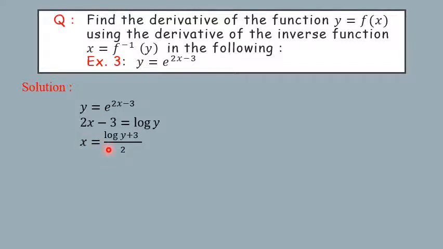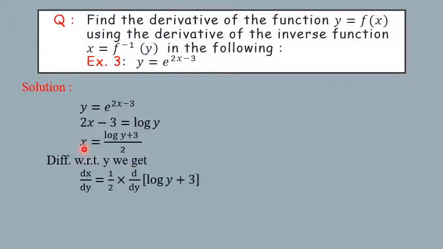So here x is a function of y, so differentiate with respect to y, we get the derivative of x, dx by dy, is equal to, so here 1 by 2 is constant, taking outside the bracket, into d by dy of log y plus 3. Here we have taken differentiation with respect to y because x is a function of y. Okay, now here there is addition, and when there is addition we take separate derivatives. So the derivative of log y is 1 upon y and the derivative of constant is 0. So here we get dx by dy is equal to 1 upon 2y.